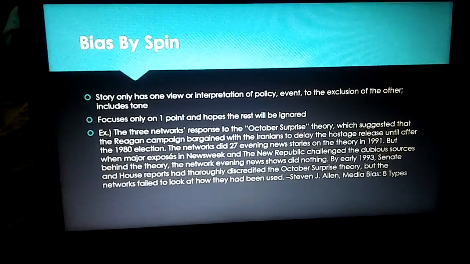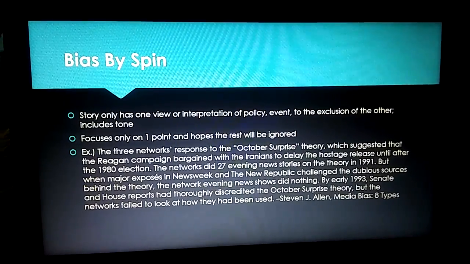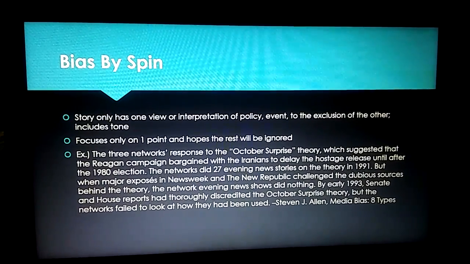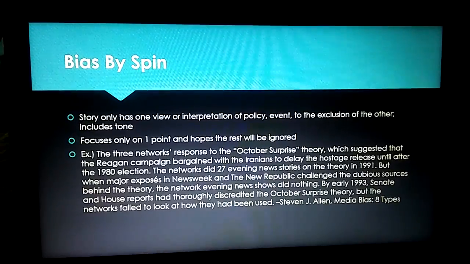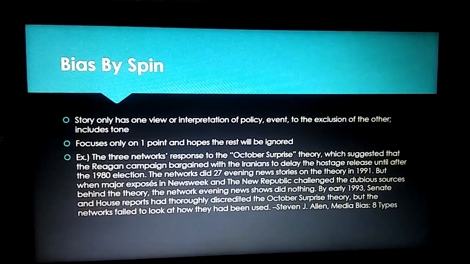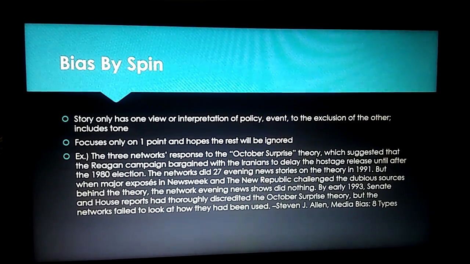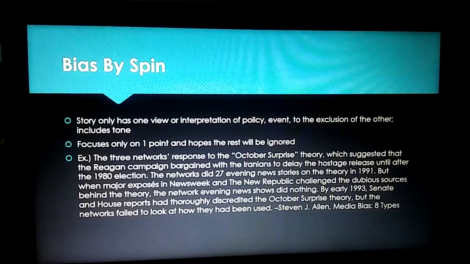Bias by spin. The story has one view or interpretation of a policy event to the exclusion of the other. It focuses only on one point and hopes the rest will be ignored. Example: the three networks' response to the October surprise theory, which suggested that the Reagan campaign bargained with the Iranians to delay the hostage release until after the 1980 election.